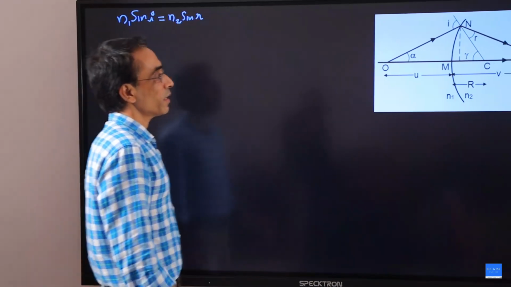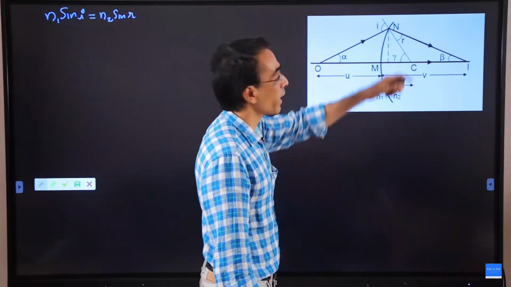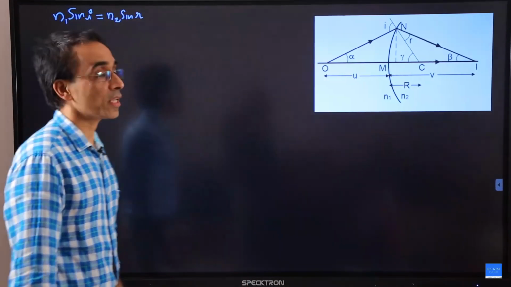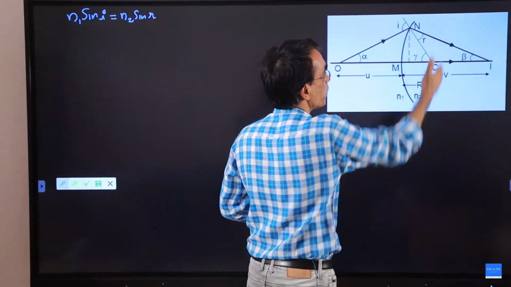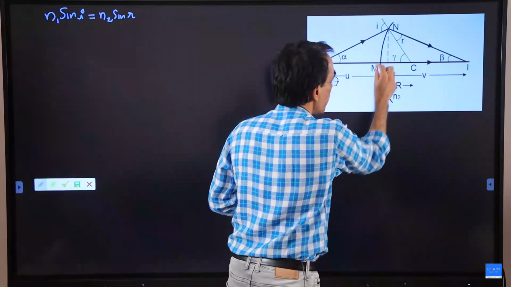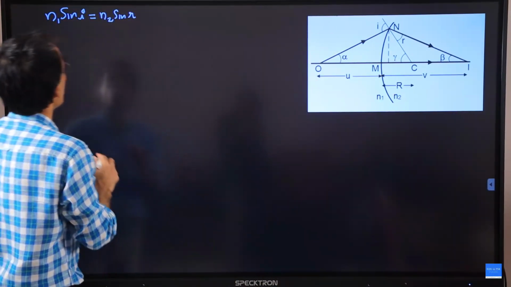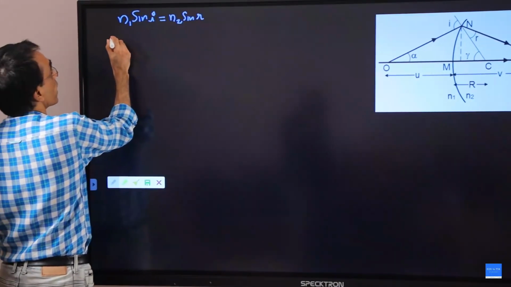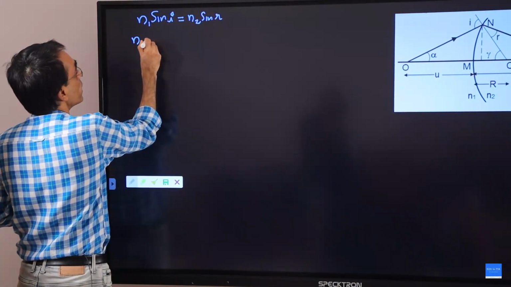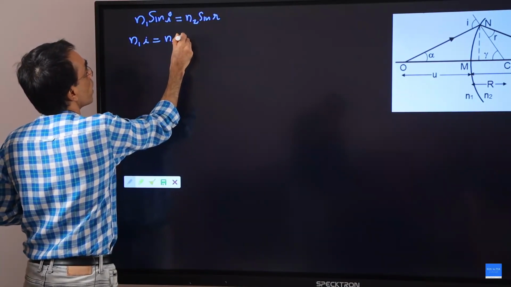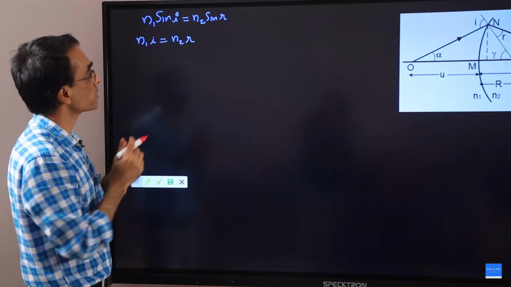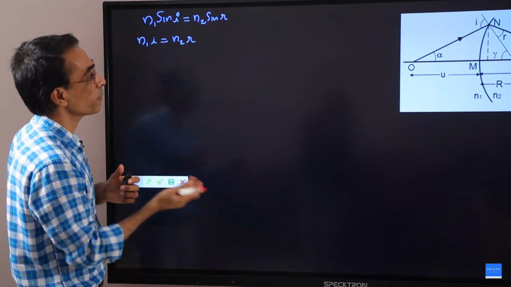But I said these are paraxial rays, all angles are to be considered very small. And see, in my diagram there is a large aperture, but practically the aperture must be as small as possible. Therefore, all angles will be very small. So we can write N1 I equal to N2 R, small angle approximation, sin theta equal to theta, theta measured in radian.